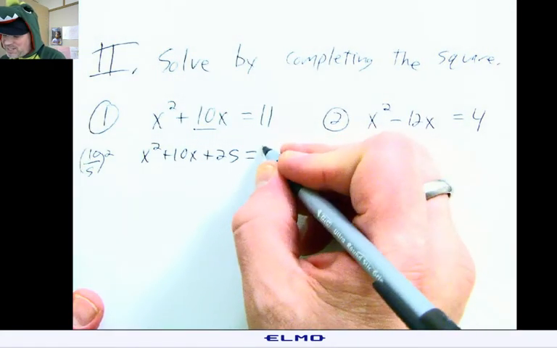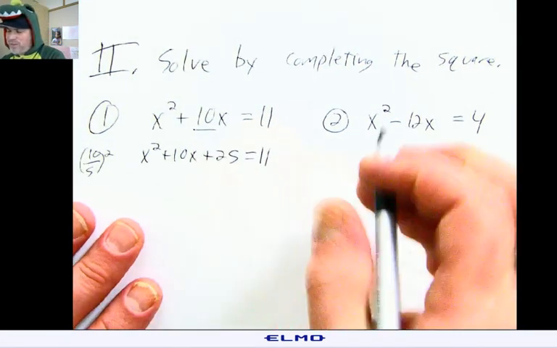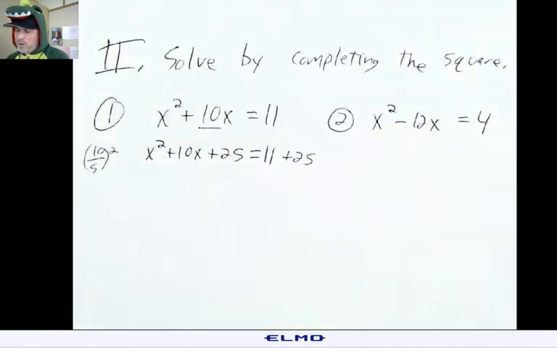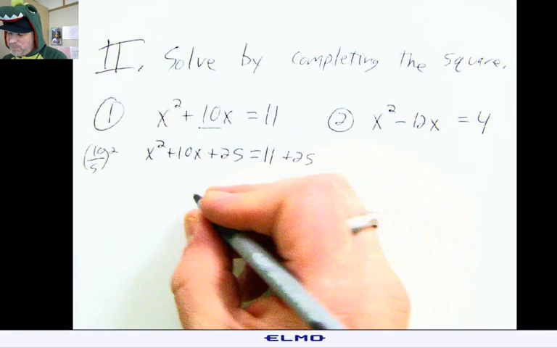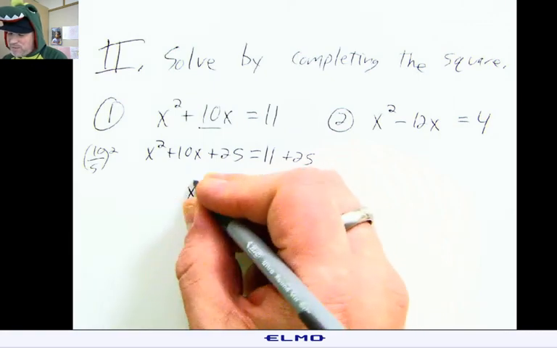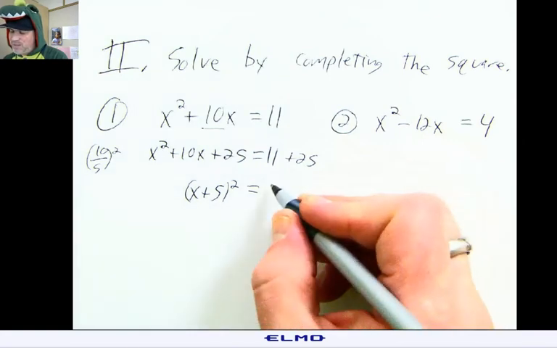Now, because this is an actual equation, because I'm adding 25 to the left side, I can add 25 to the right side. This x squared plus 10x plus 25 becomes x plus 5 quantity squared. On the other side, 11 plus 25 is 36.